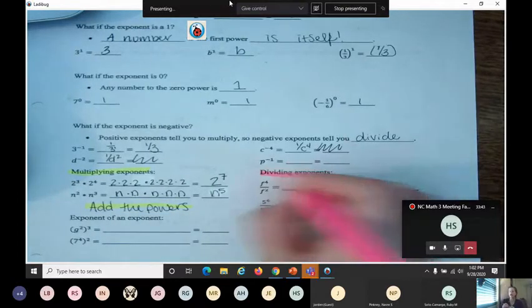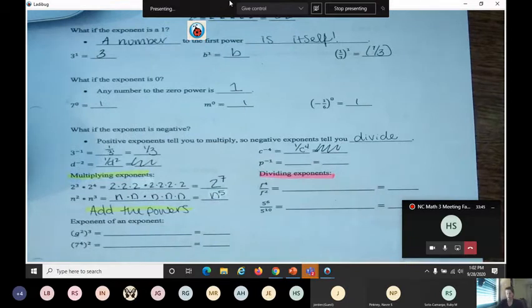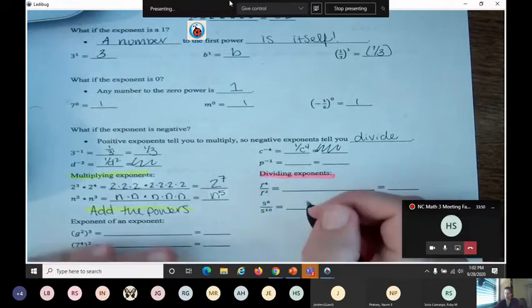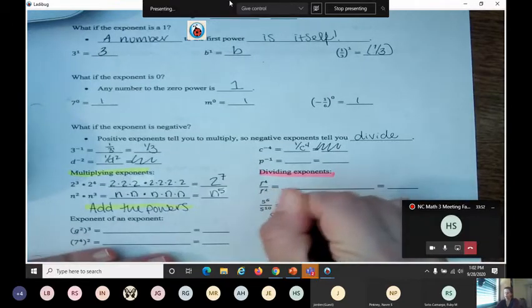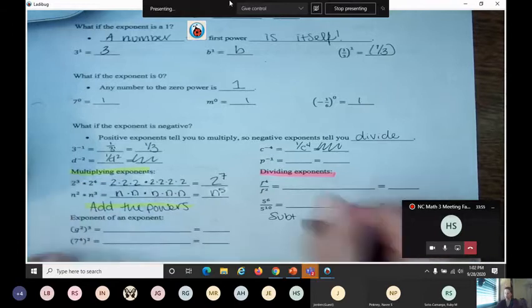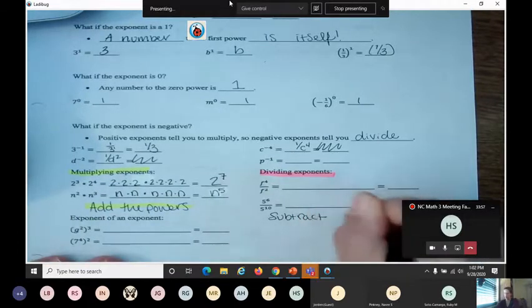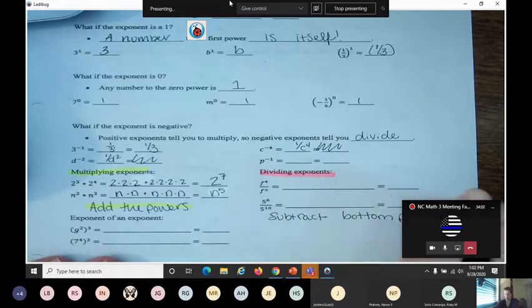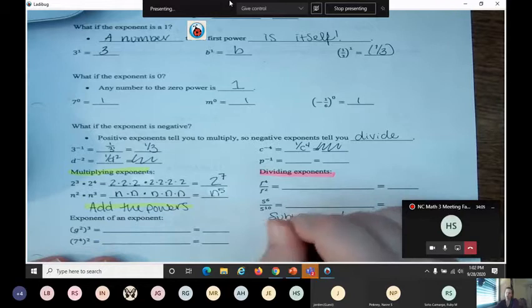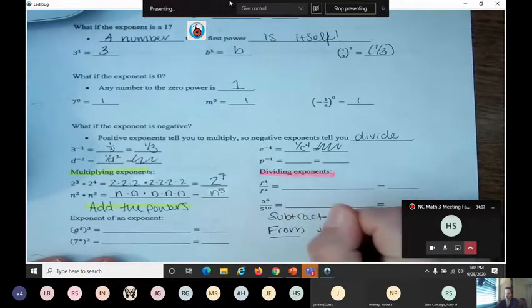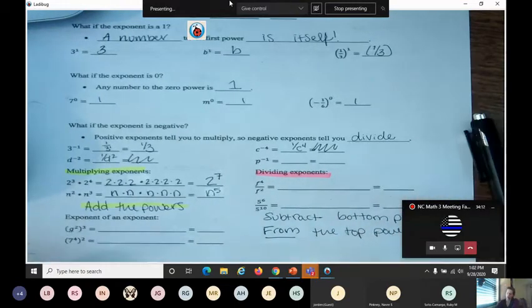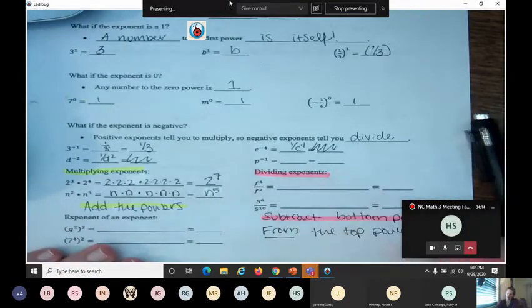Okay, if there are no questions, we're going to go on to dividing exponents. And you guys really need to ask questions if you're confused, okay? So when we divide exponents, we subtract. Here we added when we multiplied, so we're going to subtract this time. The bottom power from the top power. Okay, so we're subtracting the bottom power from the top power.